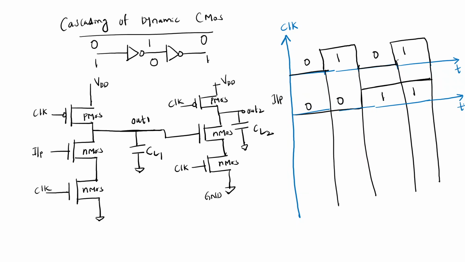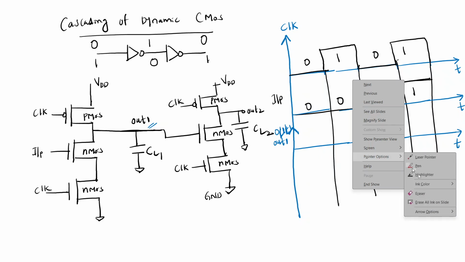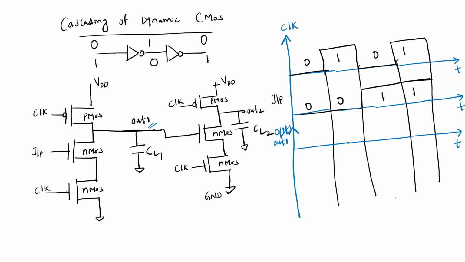Now if I want to draw the output, let us take this as out 1. I am drawing out 1 with respect to T. I told you there are two states: one is the prescale state, and the next one is the evaluation state.